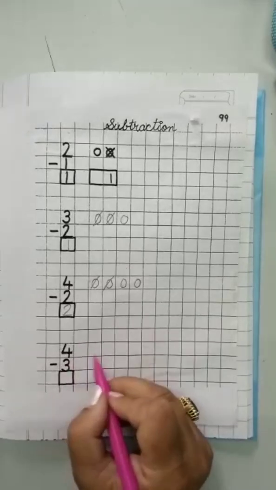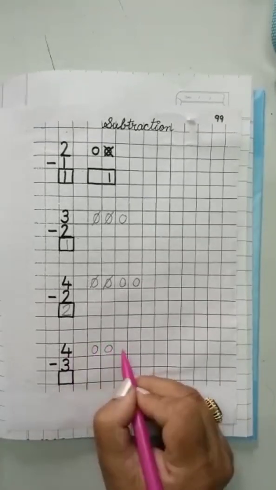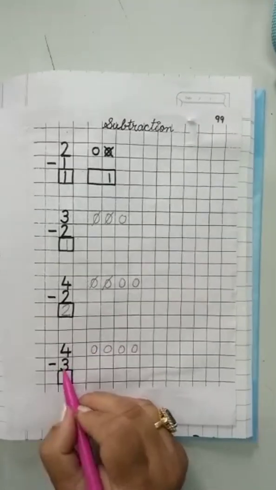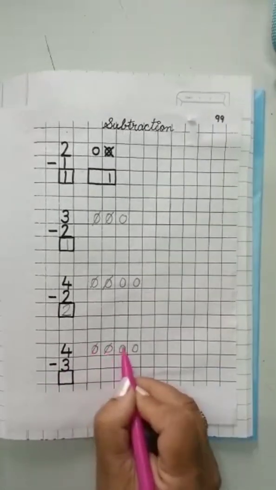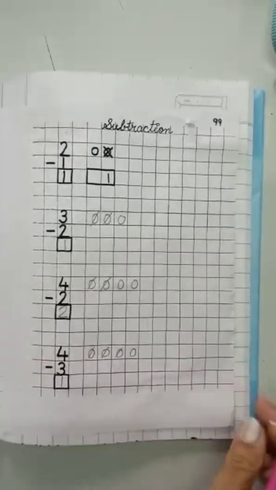Same way we'll do this one. How many are there? These are 4. So I'll make 4 circles. 1, 2, 3, 4. How many I have to strike out? 3. So 1, 2, 3. How many are left? Just 1. So I'll write 1 here.